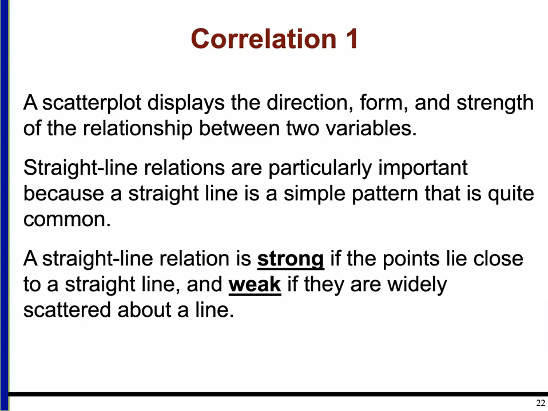So we are looking at these straight line patterns specifically because these straight lines are often common in a lot of the variables that we have. So the correlation is only used to describe these straight line relations, and we're going to describe them as being strong if the points are close to a straight line, but weak if they're widely scattered about that line.